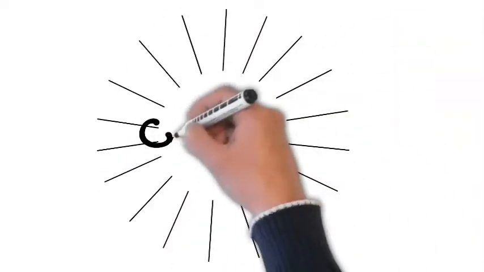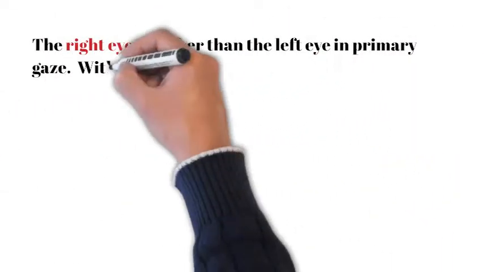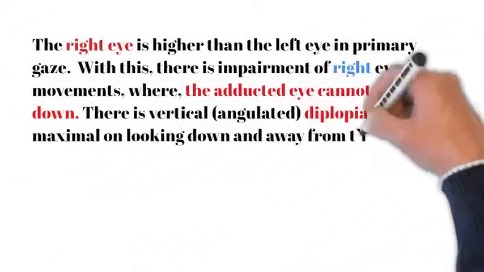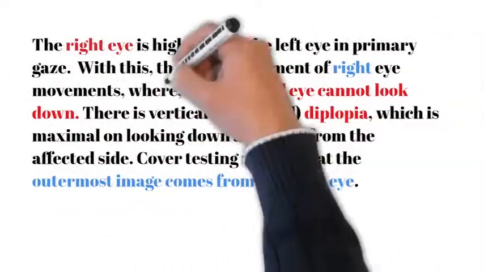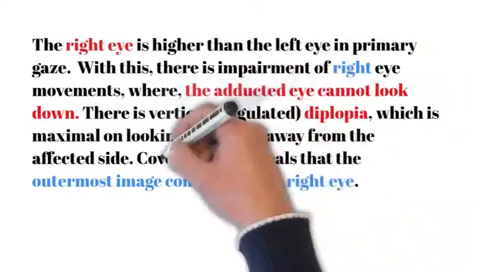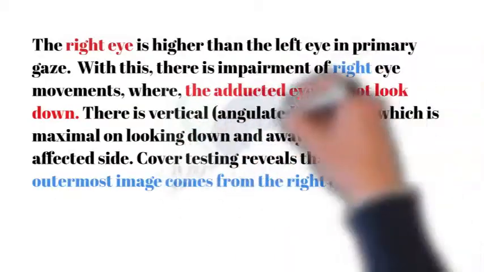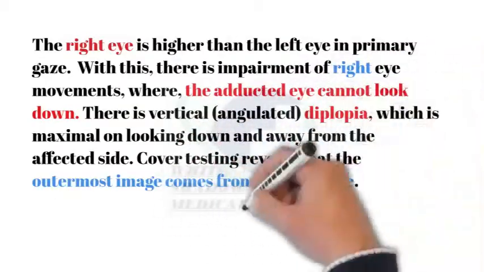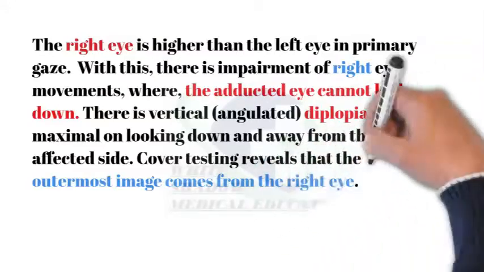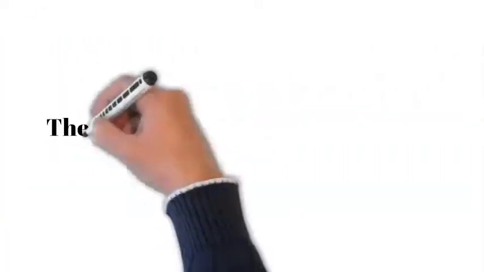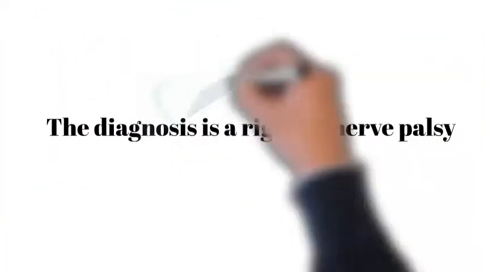Case Presentation 3. The right eye is higher than the left eye in primary gaze. With this, there is impairment of right eye movements, where the adducted eye cannot look down. There is vertical, angulated diplopia, which is maximal on looking down and away from the affected side. Cover testing reveals that the outermost image comes from the right eye. The diagnosis is a right fourth nerve palsy.